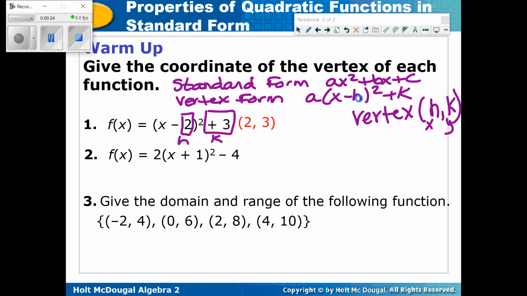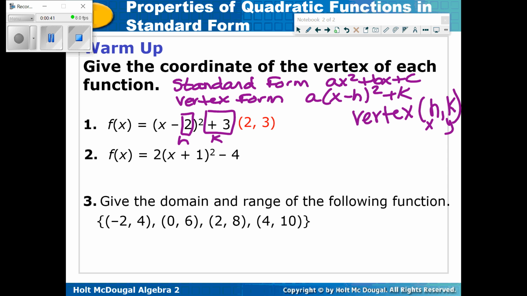The h comes from inside the parentheses with the x, and the k comes from the adding or subtracting at the end. The h is just like your x coordinate, and the k is your y coordinate of the vertex, which would be the maximum or minimum of the quadratic.